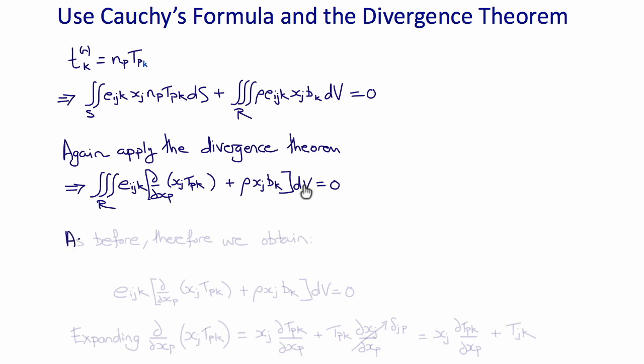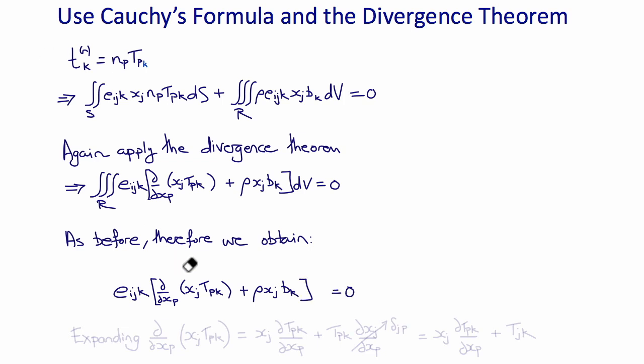And then, just as before, we argue that since the region R is arbitrary and could be arbitrarily small, the integrand, what's inside the integral, must itself be 0, which leads us to eijk times del xp of xj tpk plus rho times xj times bk is equal to 0.